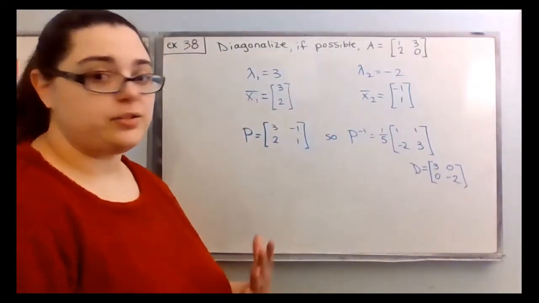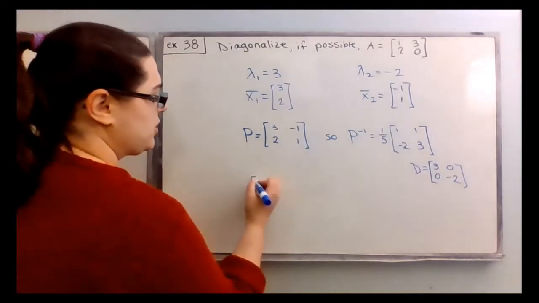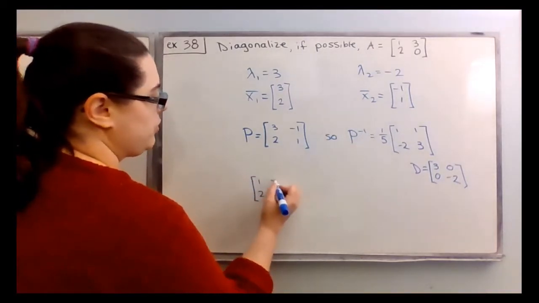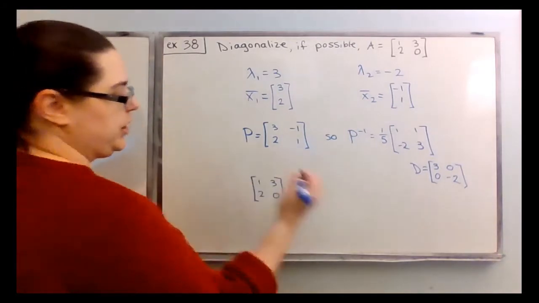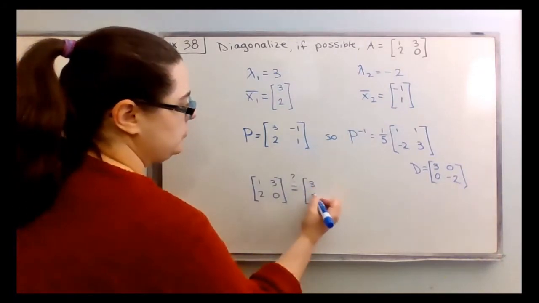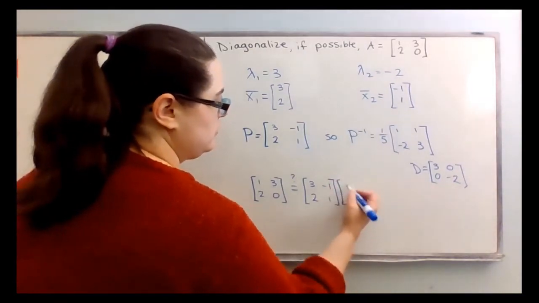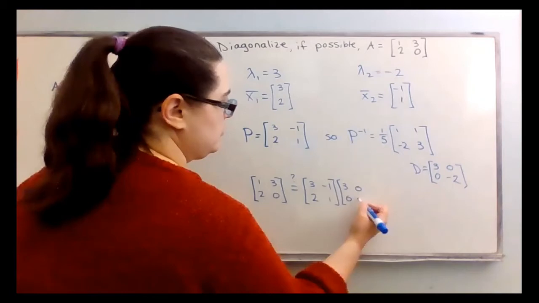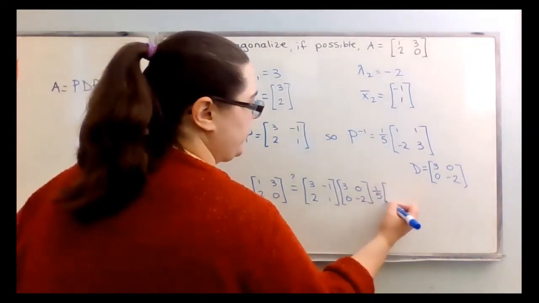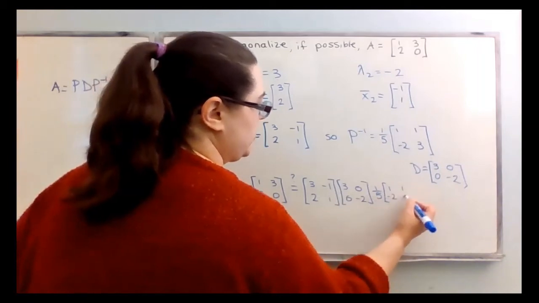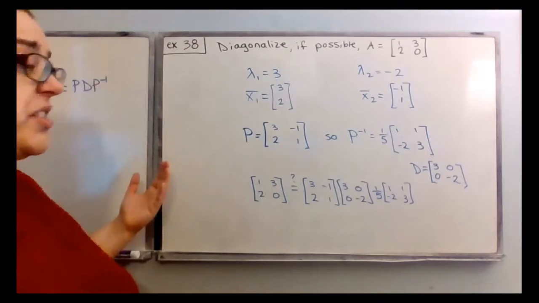So let's check to make sure that this is in fact correct. Is our matrix A, 1, 2, 3, 0, indeed equal to P D P inverse? And I'm just going to leave that 1/5 factored out to make my life a little bit easier. So let's find these products.